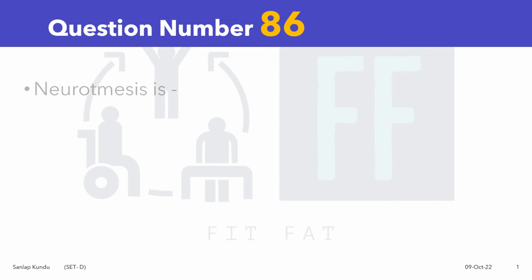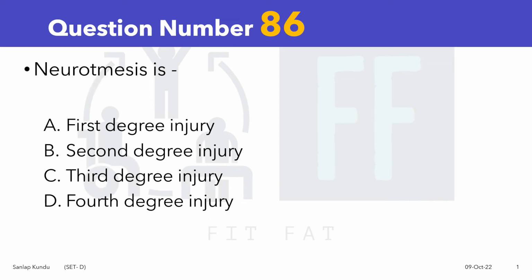Question number 86. Neurotmesis is first, second, third or fourth degree injury. So to know the answer, we have to go to the peripheral nerve injury part, right? And I know most of you know the answer, but let's do a quick recap.